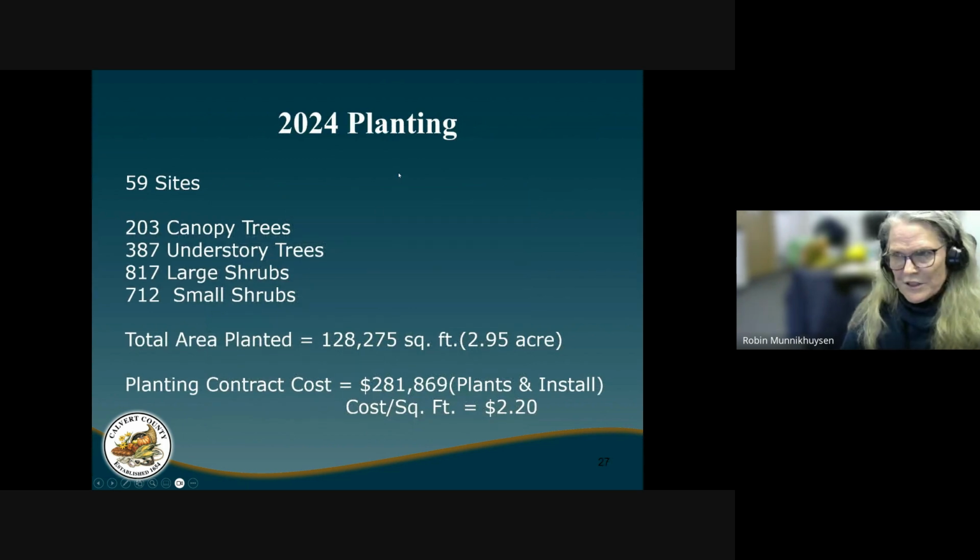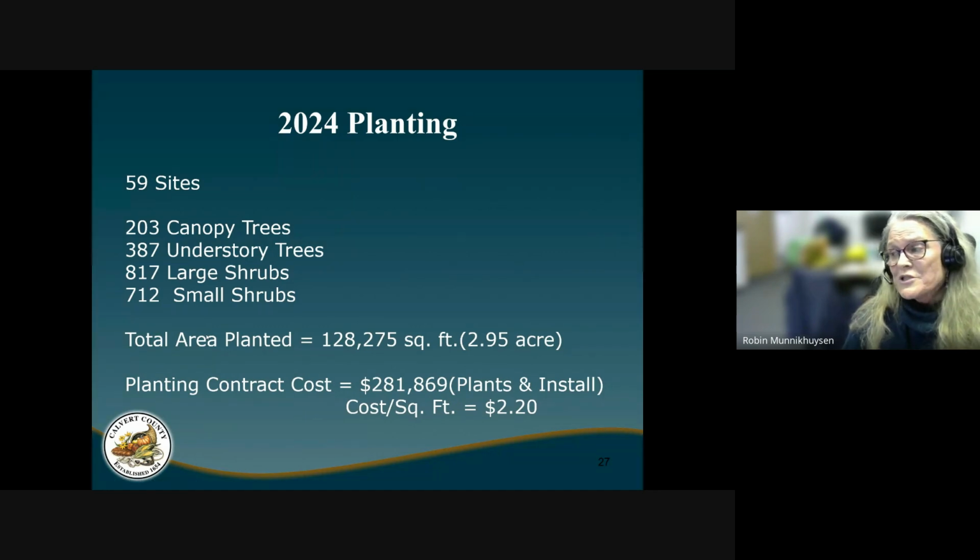This was the planting we did this year. It was a real success. This is the breakdown, and we used the critical area credits that are available to total up what we've planted. So this is where the square foot number of area planted came from, using the 200 square foot value for a canopy tree and down to even breaking out the large and small shrubs. Then we take that and compare it to the planting contract cost to come up with our cost per square foot.